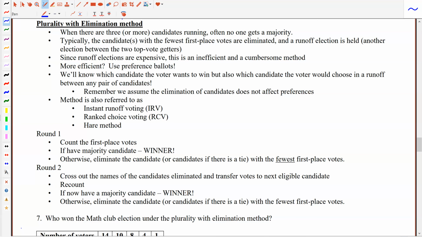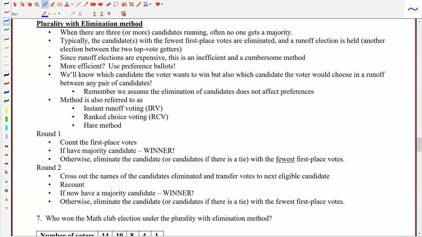A more efficient way is to actually use a preference ballot. Now, not only will we know which candidate the voter wants to win, or their first place choice, but we also know which candidate the voter would choose in a runoff election between any pair of candidates, since they will have all of the candidates ranked. Now remember, we make the assumption that the elimination of a candidate will not affect the preferences. So just because somebody was no longer in the election doesn't mean I'm going to now change my ranking.